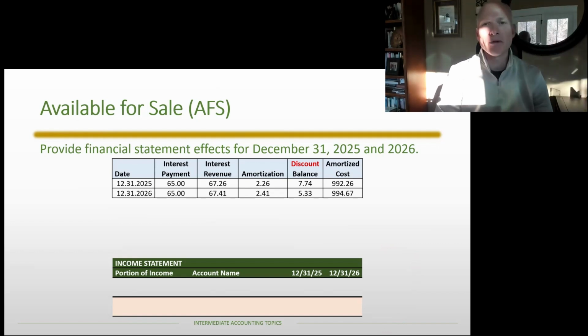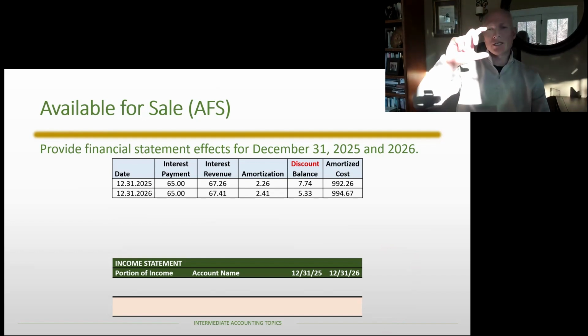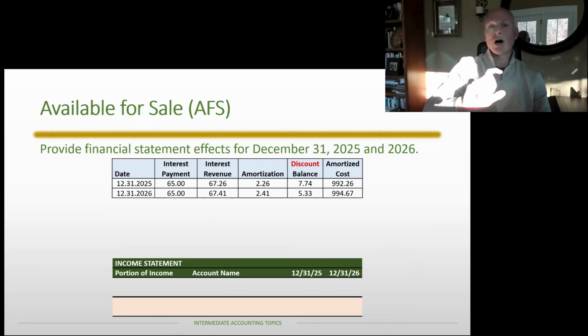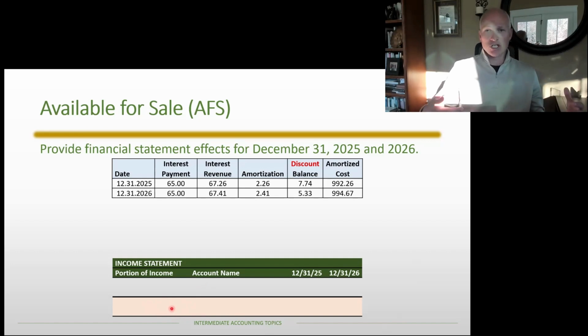On the income statement, because we're dealing with available for sale securities, there's the piece that's in net income, and then there's the piece that's part of other comprehensive income. Net income is everything up here in this gray. The other comprehensive income is down here in the yellow. The difference, of course, is that this is the economic change within the year. So it's not accumulating anything. It's just the change within the year.